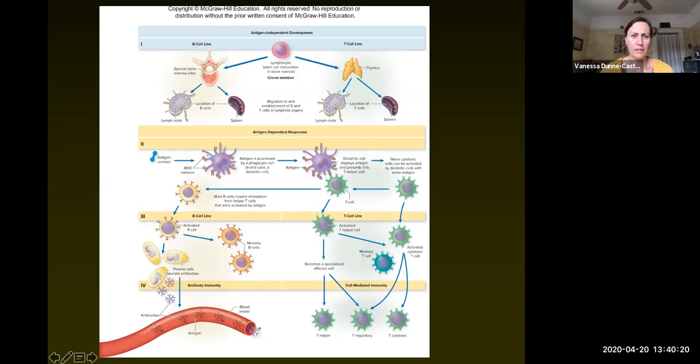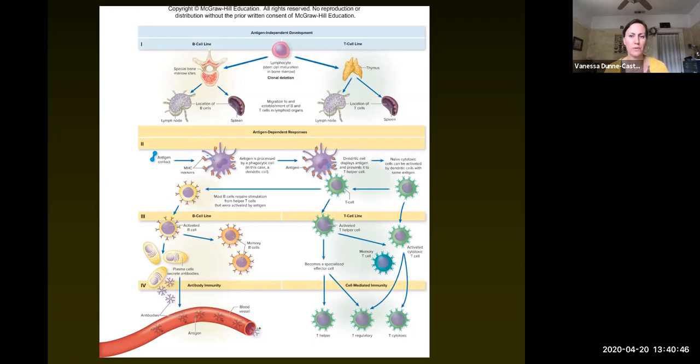So this should look familiar. We've talked through this already a bit. This is the B and T cell line. So again, both of them derive from that original pluripotent stem cell or hematopoietic stem cell in the bone marrow. That stem cell differentiates into a lymphocytic precursor stem cell, which then can further differentiate into either a B cell line or a T cell line.